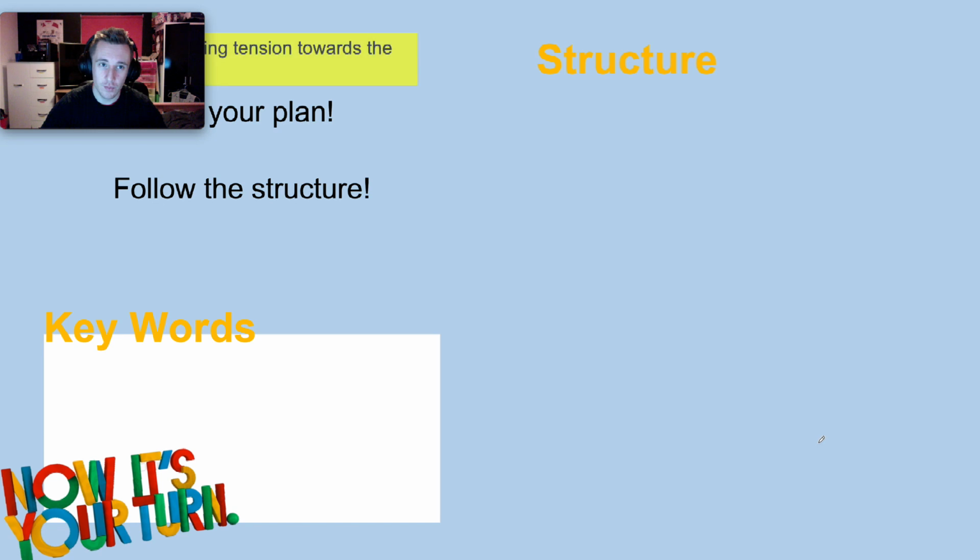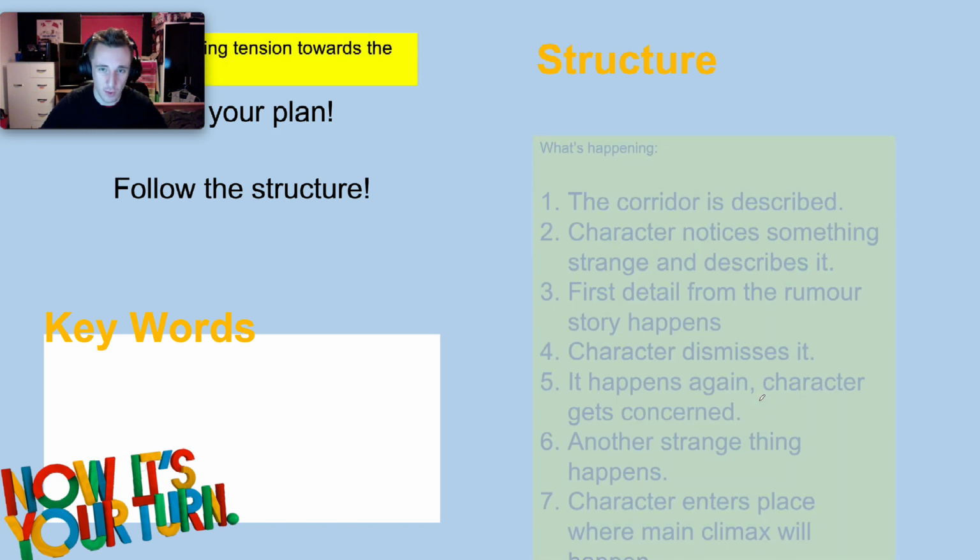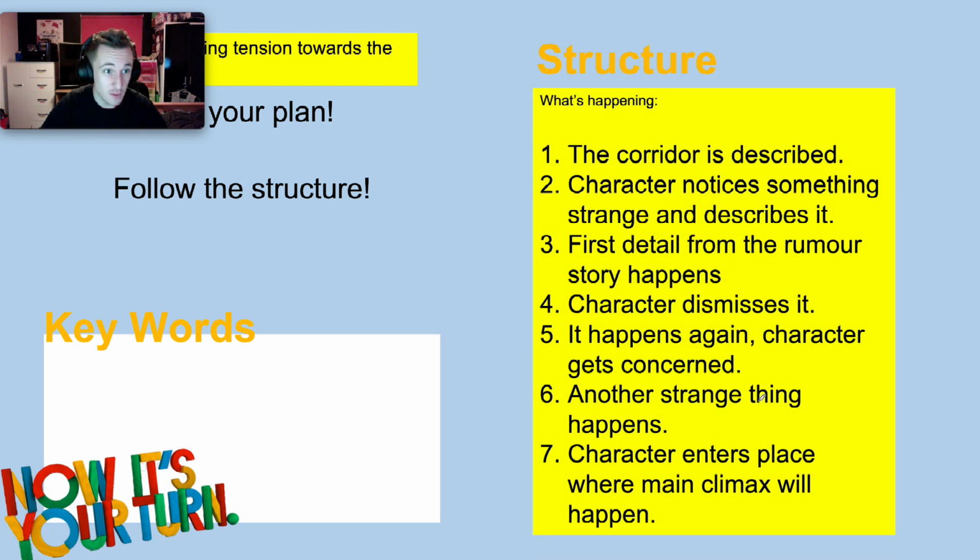Right. So, what are we writing? The building of the tension. What's happening? This is your structure. It needs to be, I would say, 6 to 7 sentences long at least. A good paragraph here. You can do it. I know you can. Here's your structure. You don't have to follow it. But if you're struggling to write enough, follow it. It's laid out for you.